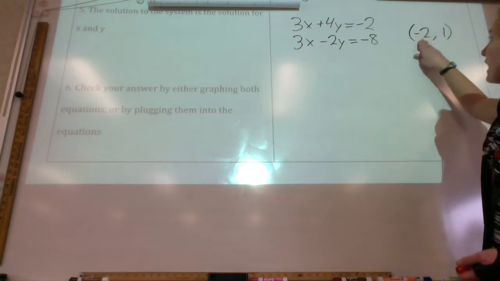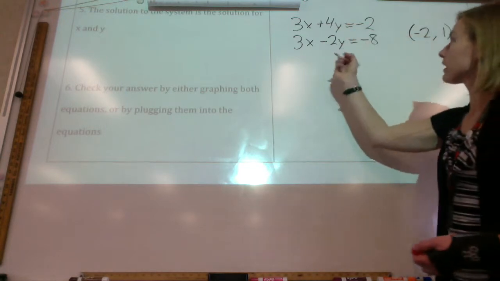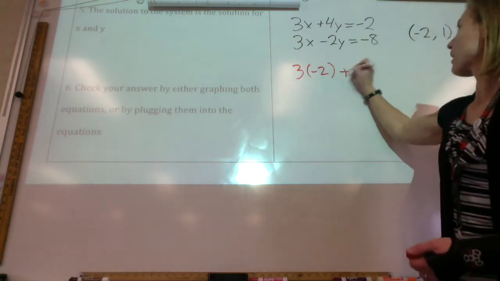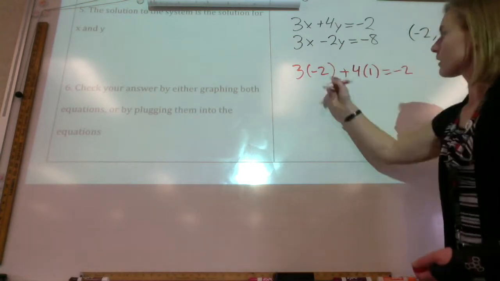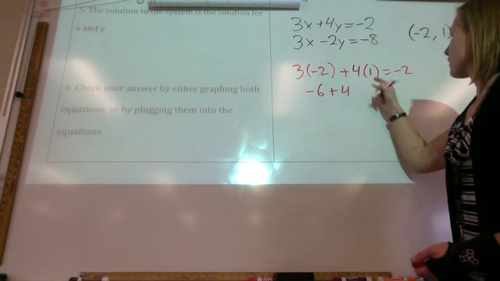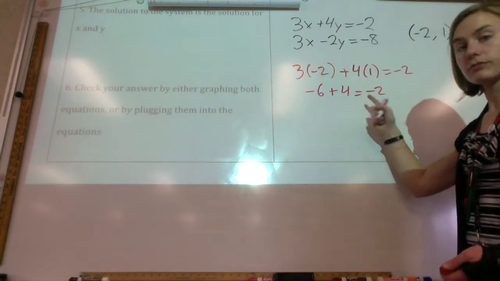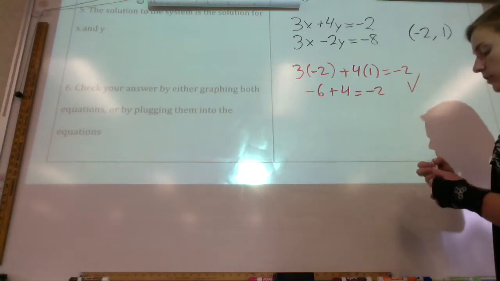If I'm going to put (-2, 1) into the first equation, wherever there's an x, I'm going to put a negative 2, and wherever there's a y, I'm going to put a 1. That becomes negative 6 plus 4 equals negative 2. So does negative 6 plus 4 equal negative 2? Yes, it does. So it works for the first equation.